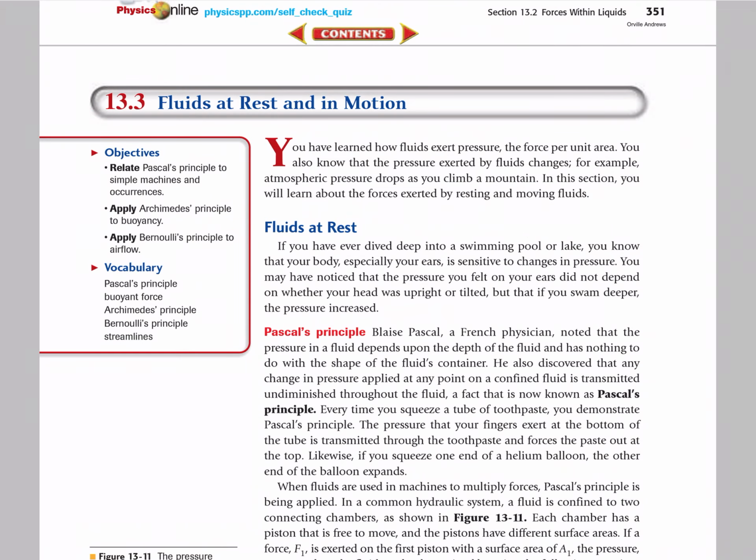We are now doing Chapter 13, Part 3, Fluids at Rest and in Motion. In principle, we're going to be talking mostly about Pascal's principle, which starts on page 352. Basically, this is going to have to do with hydraulic systems like the brakes in your car, systems like you see on all sorts of big earth-moving equipment, construction equipment, etc.